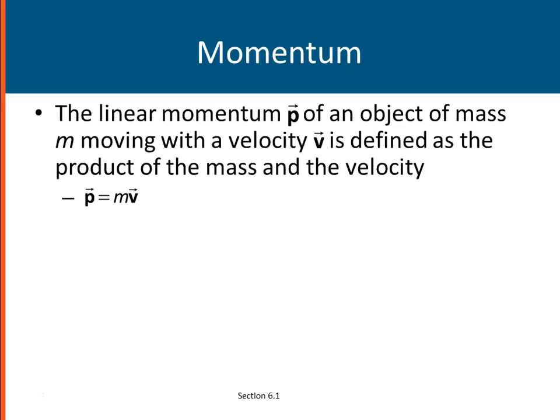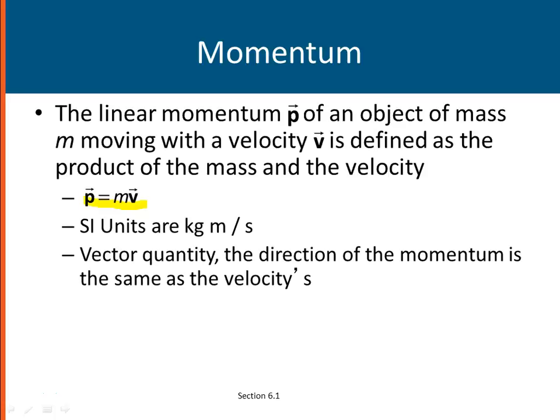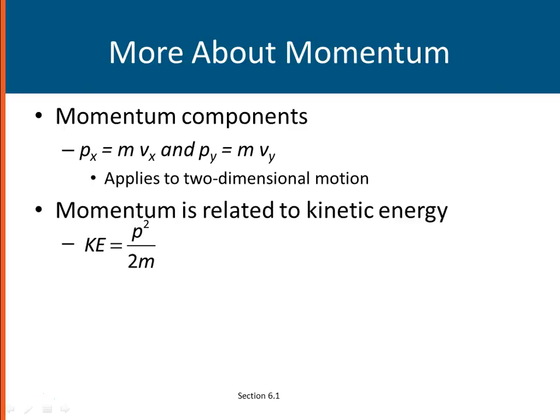Momentum, we're going to give the label of p. It is a vector, and the momentum of an object of mass m moving with the velocity v is defined as the product of the mass times the velocity. Because it is a vector, it will have the same direction as its velocity, and its units are in kilogram meters per second.